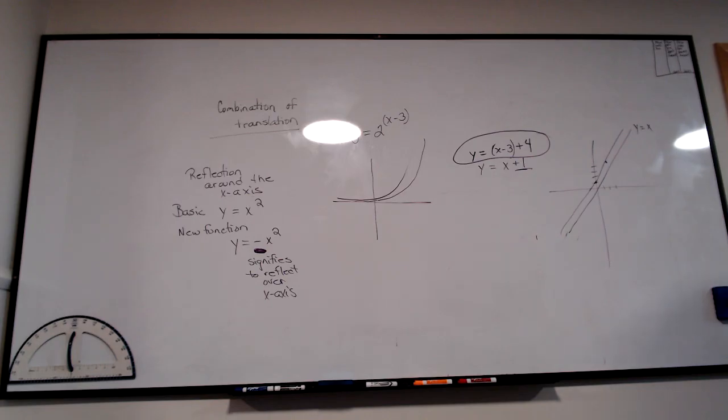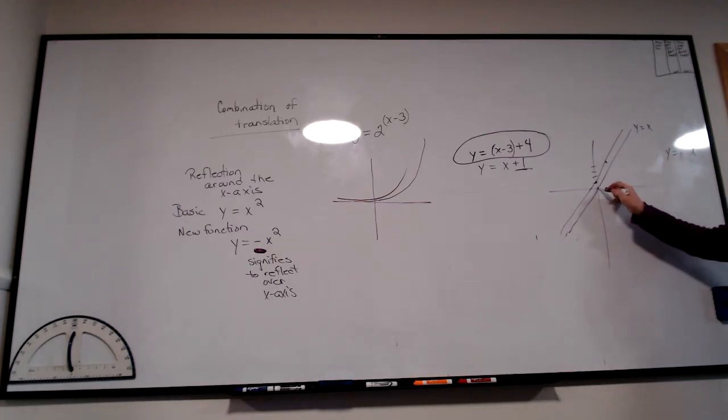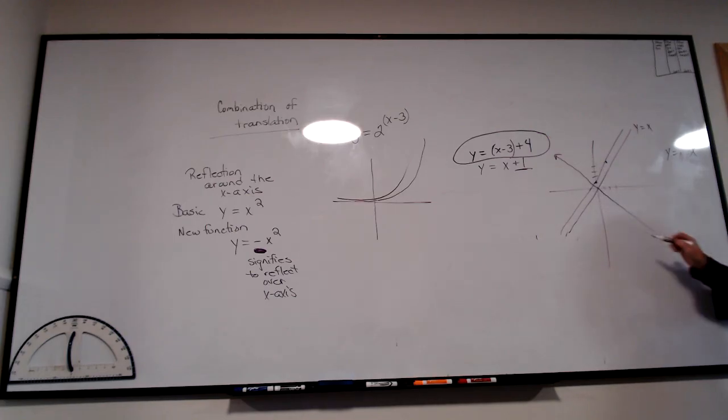Okay, and what is the opposite? How do I flip this? Well, that's y equals negative x. That's going to be this one, and we are just going to flip it going this way. Hence, a negative slope goes down. This is y equals negative x.